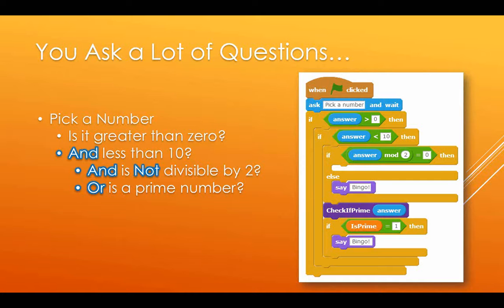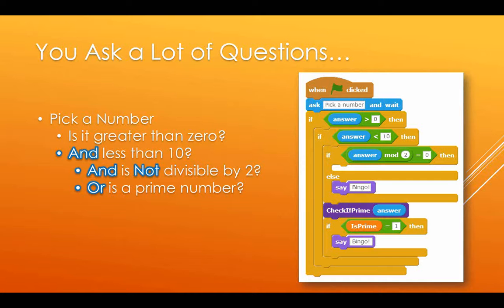If it's equal to 1, so it is prime, then we say bingo as well. Okay, so you can see there's a lot of code here, mainly because we're doing one thing at a time and we're nesting a whole lot to get this answer out. If you look at the text on the left, there's 1, 2, 3, 4, 5 lines. If you look here, 1, 2, 3, 4, 5, 6, 7, 8, 9, there's a whole lot more lines.